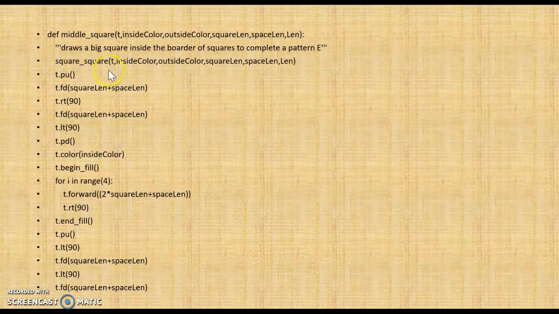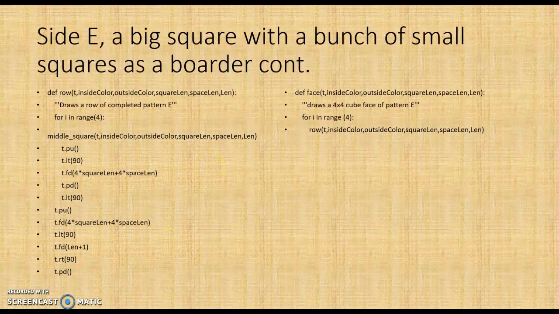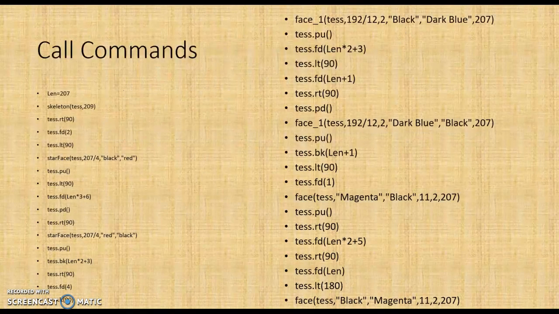This function was pretty long right here, but this is the middle square, so it's going to draw the border of squares, and then it's going to go into the center, and then it's going to draw one big square, which is the middle square. And then from there, row, honestly, we just, for i in range 4, we just do bam, bam, bam, bam, each of the middle squares. And then once you have the row down, like I said, it's just a 4x4 define face, for i in range 4, row. It's just that simple of a function. Once you get all the helper functions, it's not too bad to try to get the big face done.